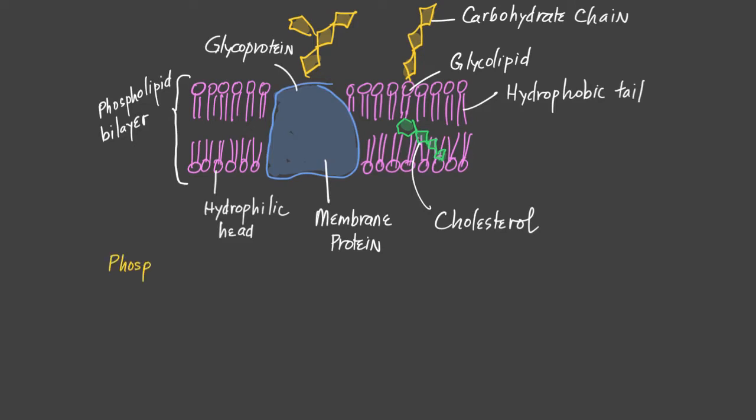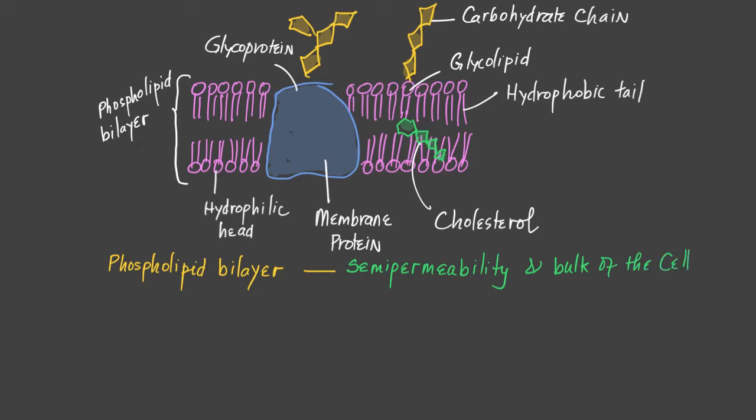Now for the functions. Due to its hydrophobic interior, the phospholipid bilayer is very specific in what it can allow to pass through. Only very small polar molecules or hydrophilic molecules are allowed in. However, large polar molecules are not allowed to pass through the phospholipid bilayer. We call this property semipermeability, and it also forms the bulk of the cell membrane.